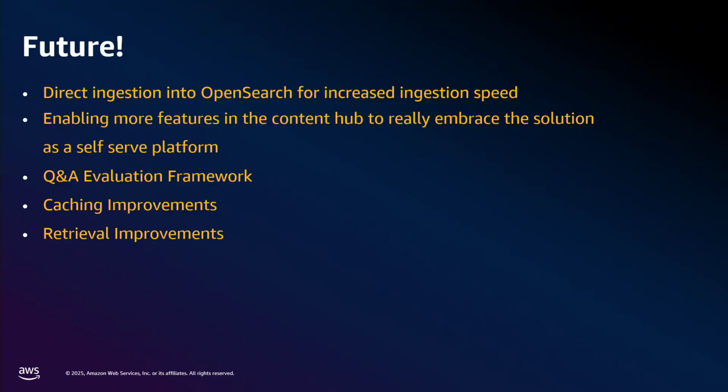And the caching and retrieval improvements, obviously, everybody's experience with AI is it's not as responsive as most things that we're used to in today's world. So we're going to make improvements around how can we speed those requests up, how can we get them into our customers' hands faster. And with that, I'm going to pass back to Shubhankar to close off.